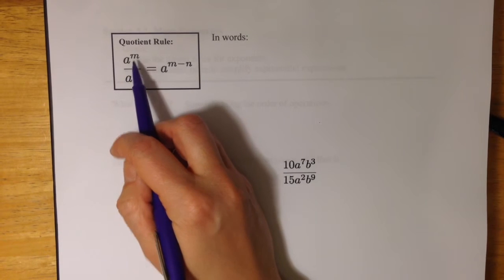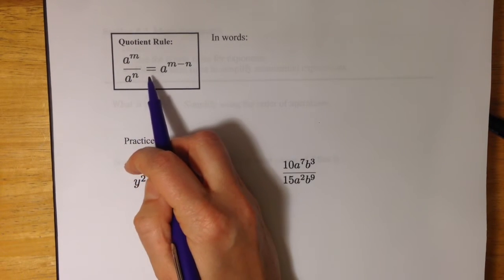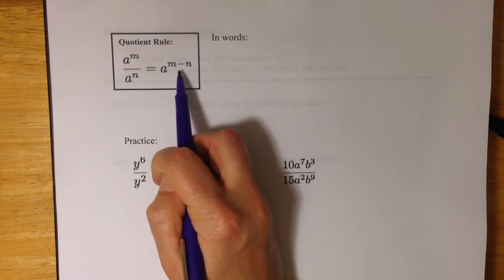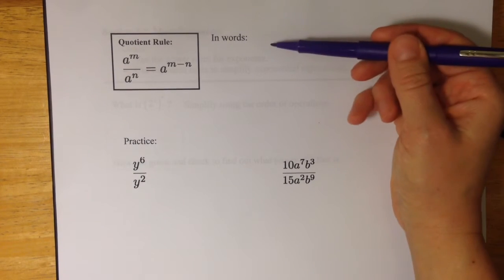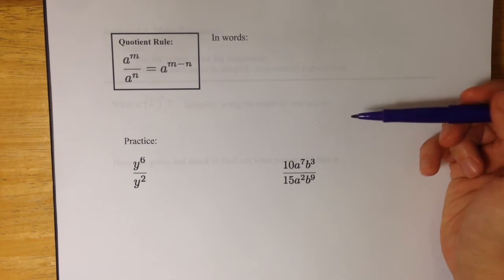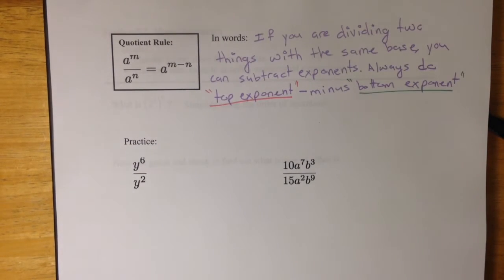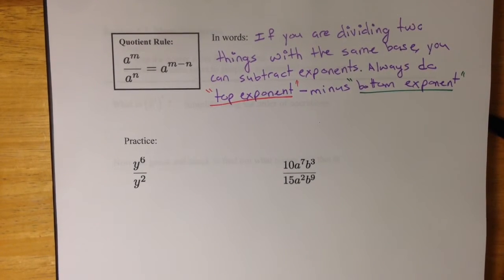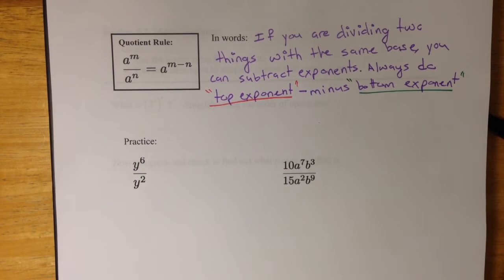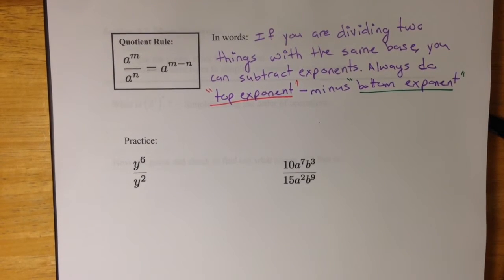If you have a to the m over a to the n, that's the same as a to the m minus n. I'm going to write that out in words over here. You might want to take a moment and write this out in words that you'll be able to remember and understand. How I might say this in words is, if you're dividing two things with the same base, you can subtract the exponents. You'll always do top exponent minus bottom exponent.